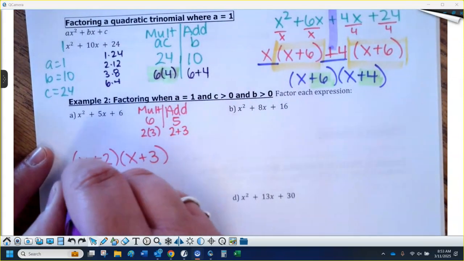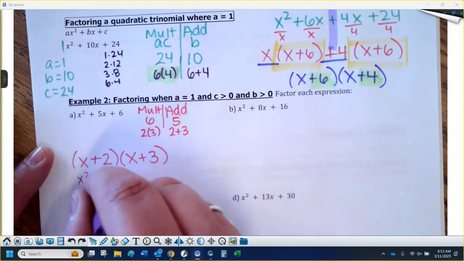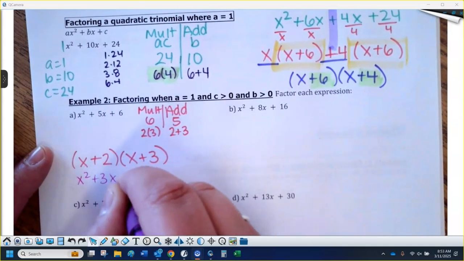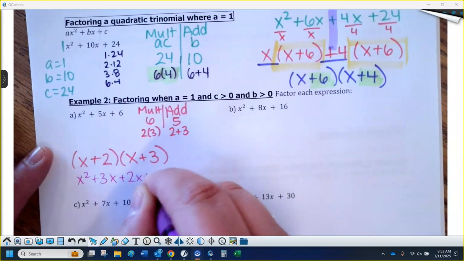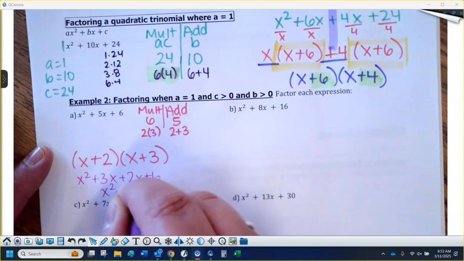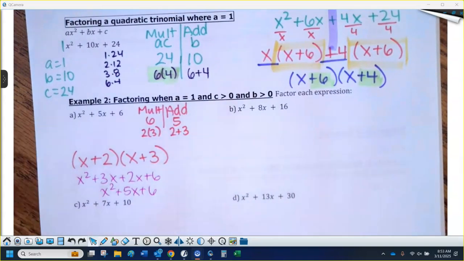Like if I do x times x, I get x squared. X times 3, 3x. 2 times x, 2x. 2 times 3, 6. This will give me back, when I combine like terms, the question I started with. So you can check that if you want, but maybe a little easier than yesterday.